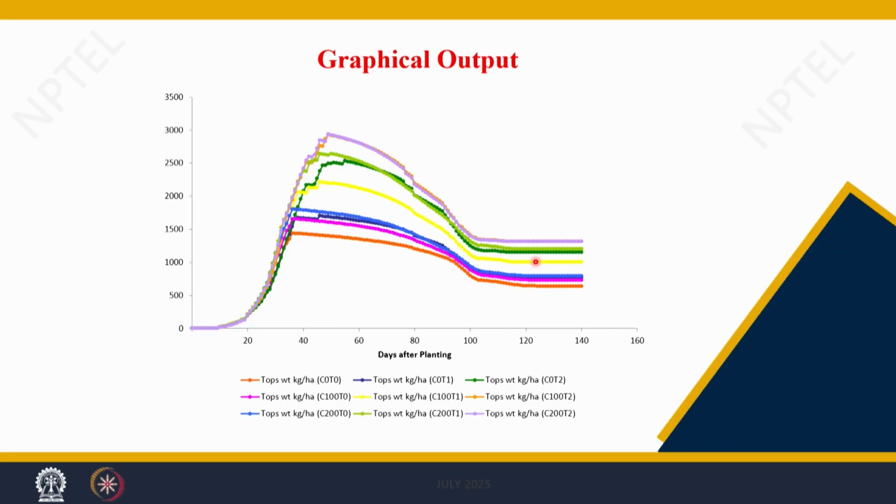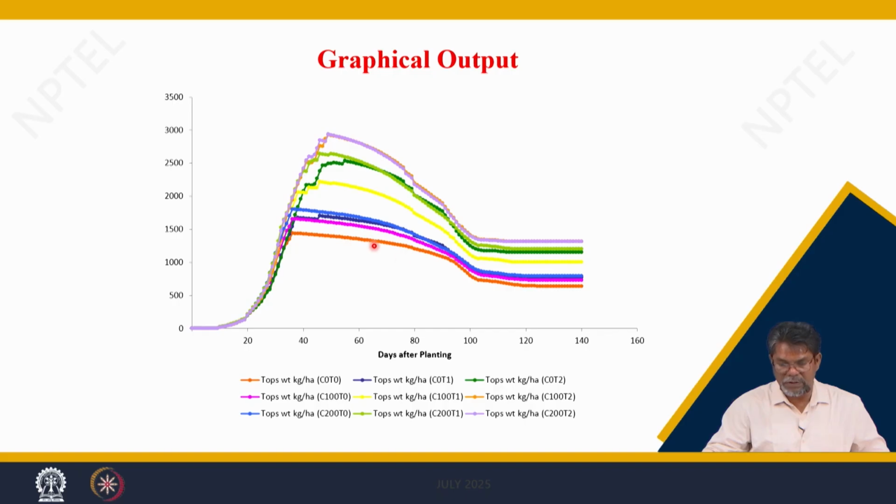After simulations, I will show you the graphical output. You can see the tops weight or total biomass that changes for the different CO2 and temperature, the minimum and the maximum biomass for the different treatments, C200 T2, C0 and T1 and so on, depending upon the environmental modification. So, these are the 9 treatment combinations, 9 lines represent the 9 treatments, where we have the tops weight.